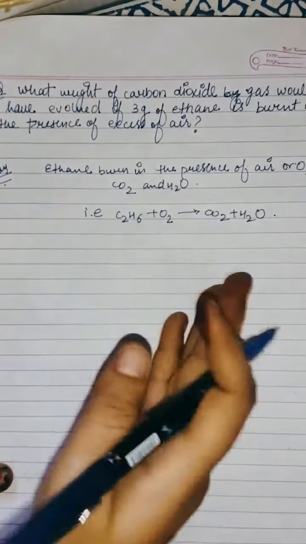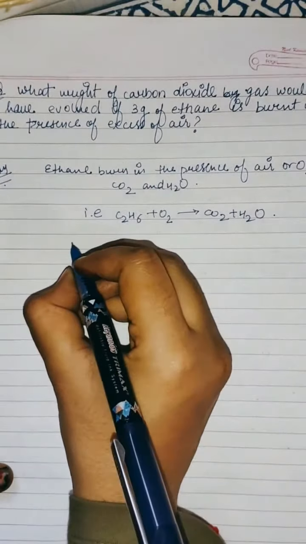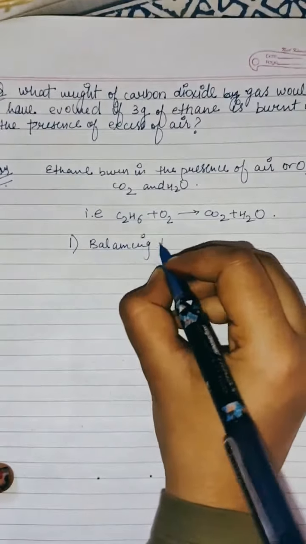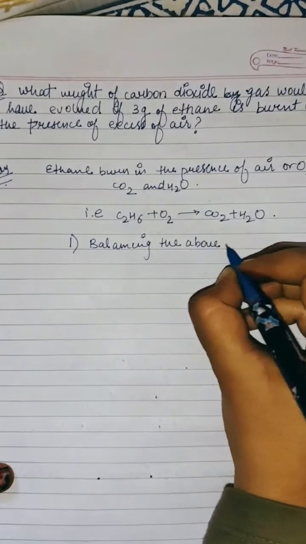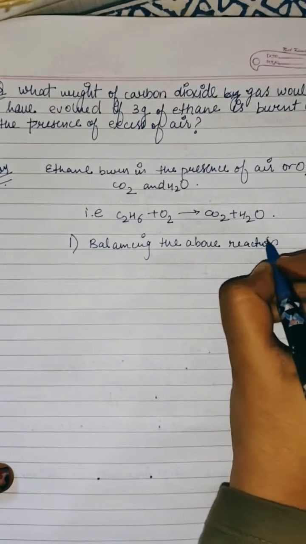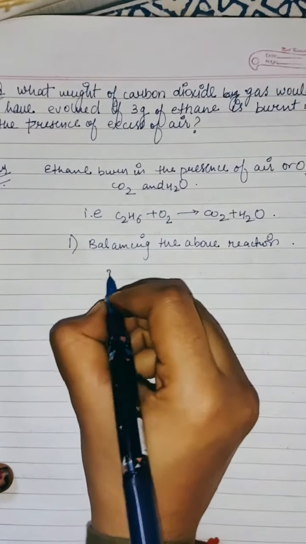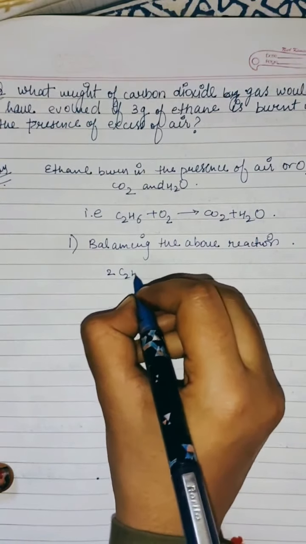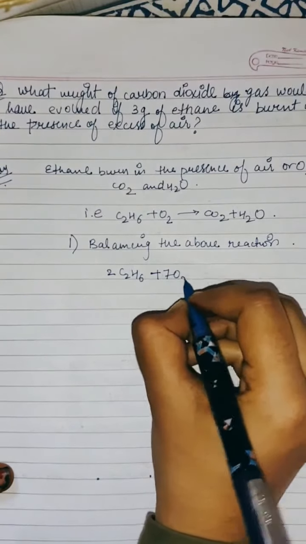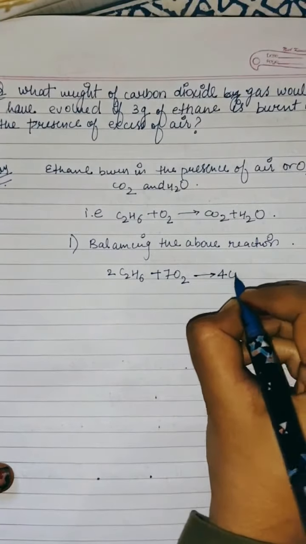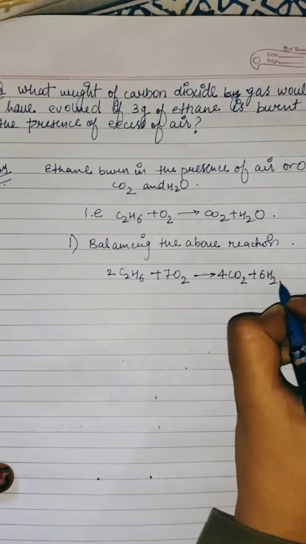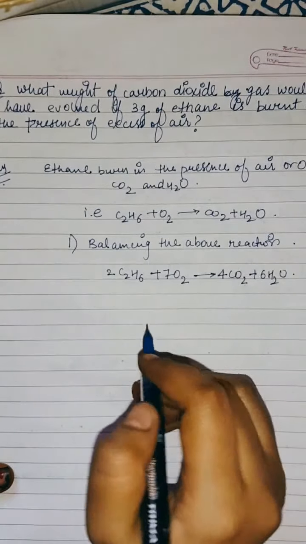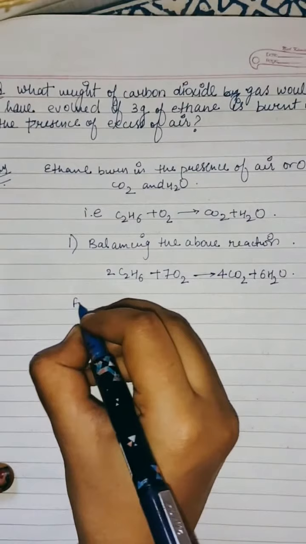Now on the basis of the steps, firstly we have to balance the above reaction. After balancing the given reaction, it comes 2C2H6 plus 7O2 gives 4 carbon dioxide plus 6 H2O. In smaller classes we have learned how to balance the reaction.